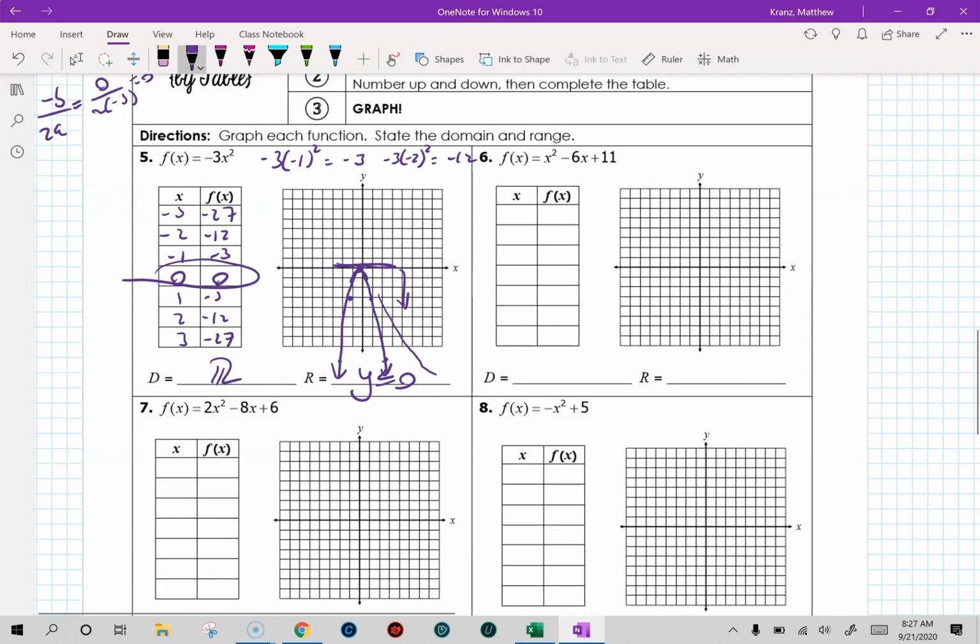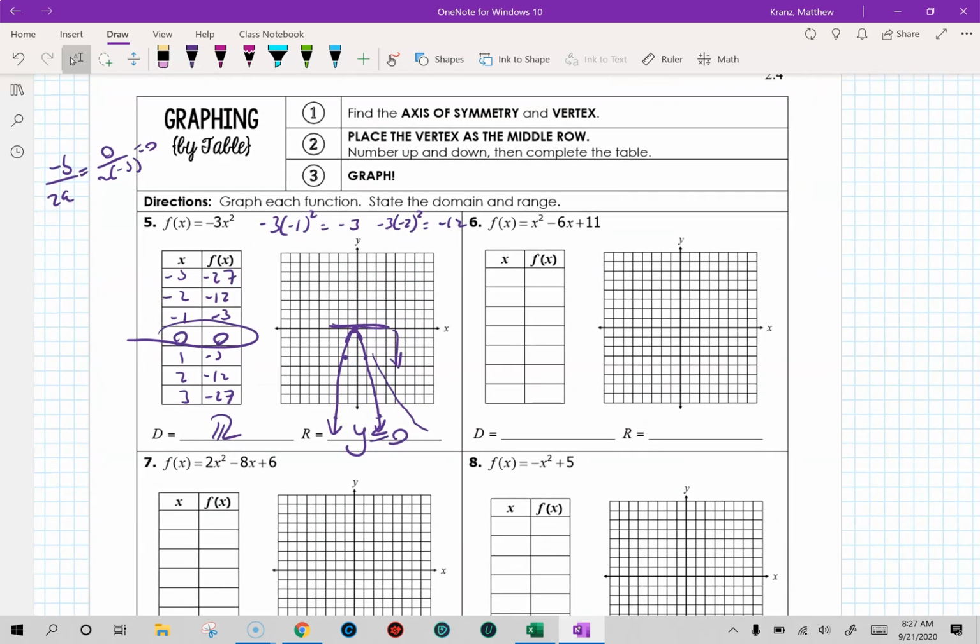All right, so let's try number 6. I'm going to go ahead and find the vertex. I have a negative b, so my b is negative 6. So positive 6 would be my negative b, right? That's the opposite, over 2 times a, and a is just 1. So 6 over 2 is 3. That means my vertex is at x equals 3. So I do 3 squared minus 6 times 3 plus 11. 9 minus 18 plus 11. That's negative 9, so it just gives me 2. So that is my vertex, 3, 2.